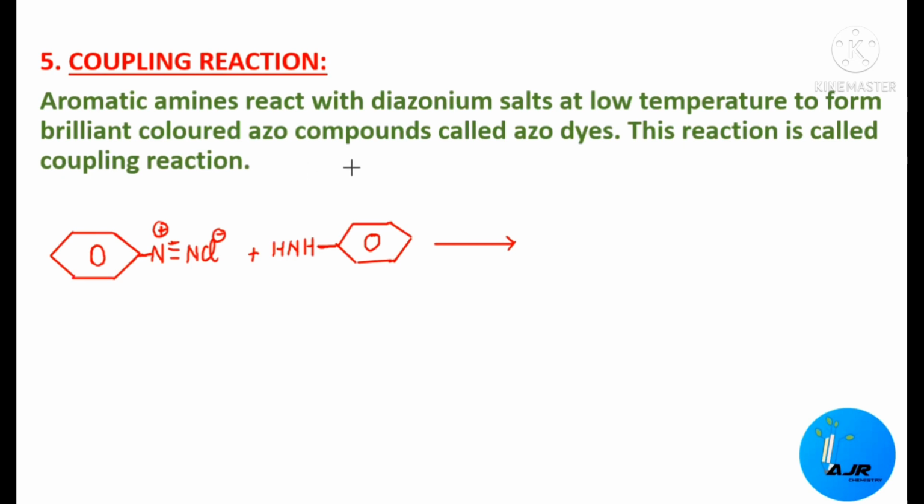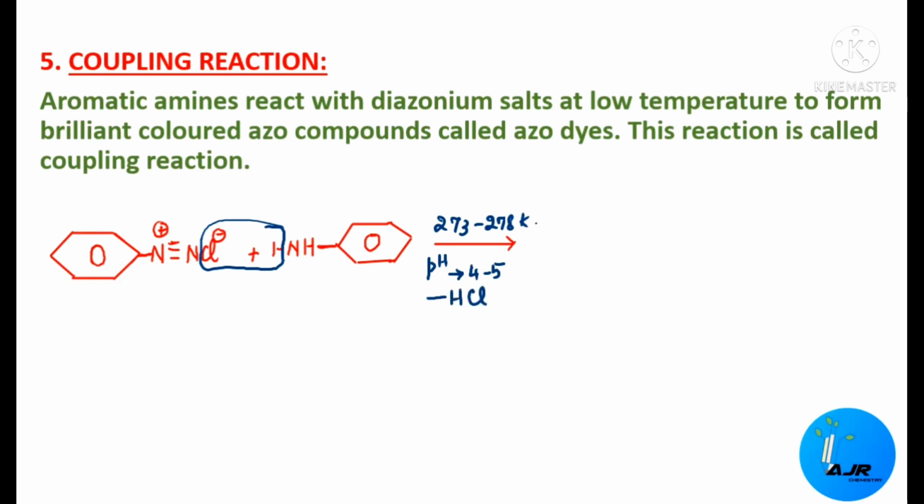So what happens during the coupling reaction? This reaction takes place at 273 to 278 Kelvin, and the pH should be maintained between 4 to 5. So in this reaction there will be a removal of HCl. Understood, students? So there will be a removal of HCl.